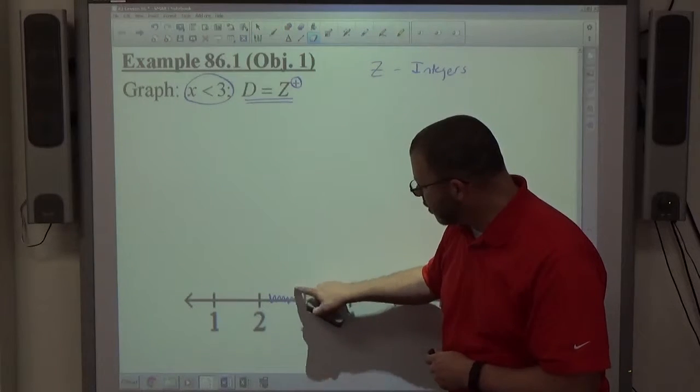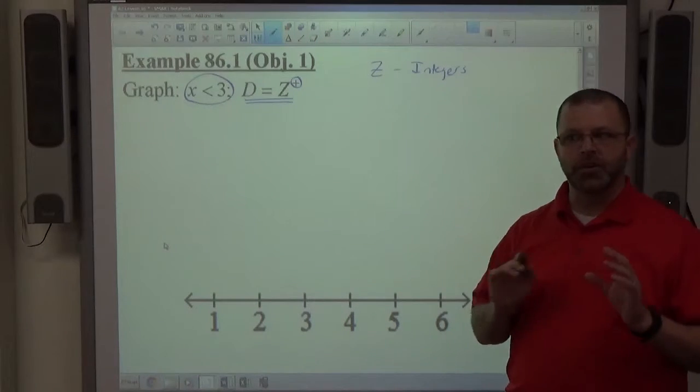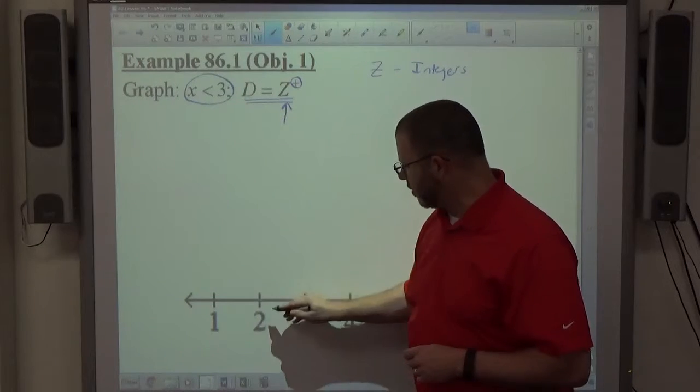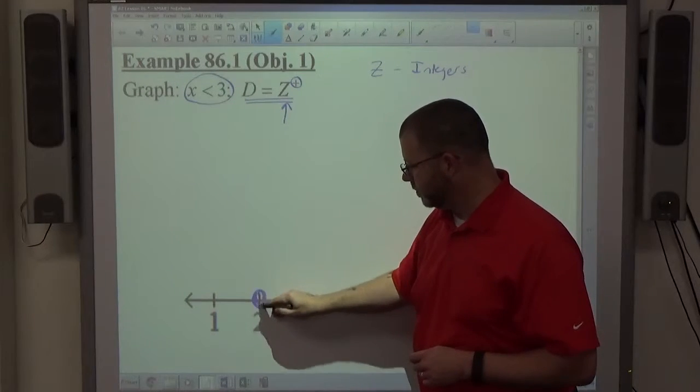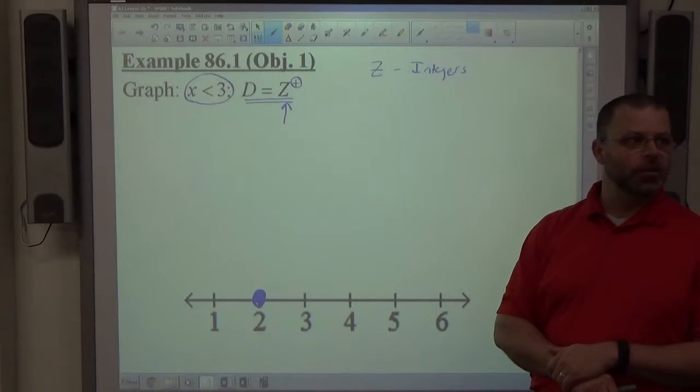When you're graphing integers, there is no open circle at the boundary. There's just the first number that makes it true. The first positive integer that is less than 3 is 2. And the hole has to be closed? It needs to be closed in, yes.